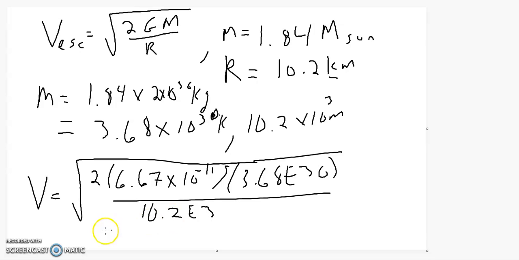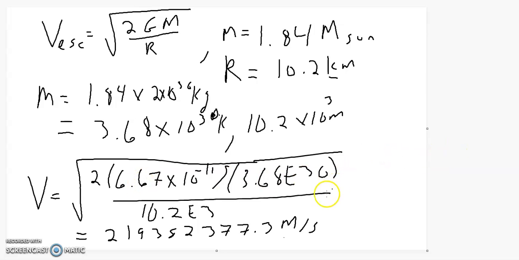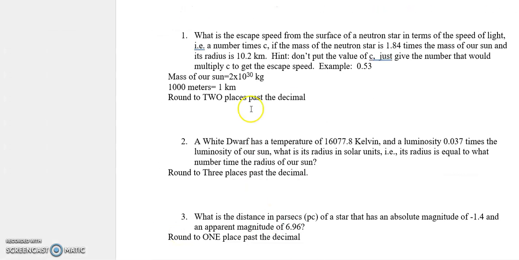All right, give me a second and I'll put this in my calculator. So you put all this in the calculator, and this is the answer that you get: 219,382,377.3 meters per second. Of course, that's the answer, but that's not the way that they wanted it. Let's look back at the problem.